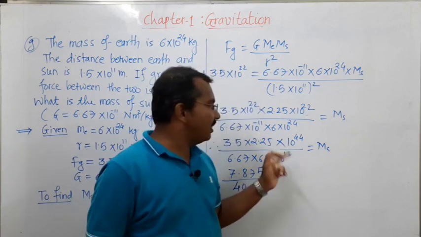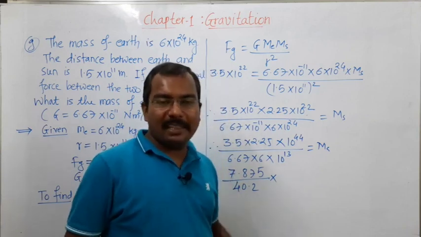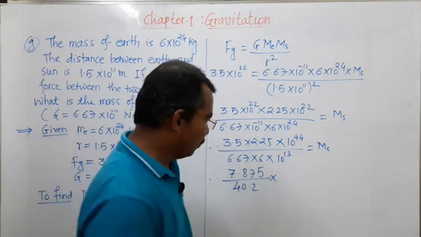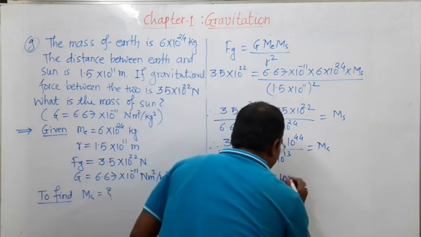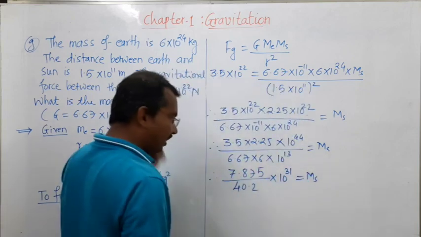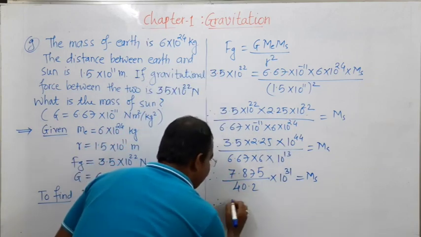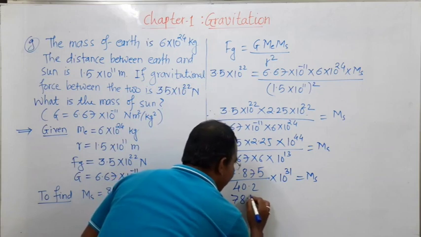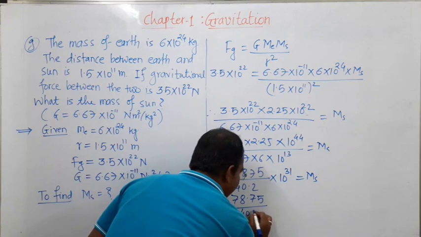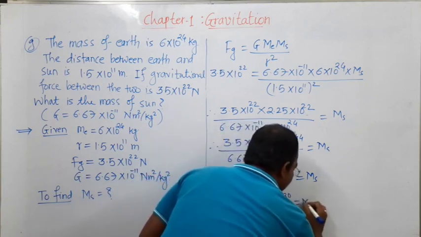So this 10 power 13 in the denominator goes to the numerator as 10 power minus 13. 44 minus 13 is 31, correct? So this will be 10 power 31 is equal to mass of sun. Again I will write this as 10 power 30. So this will be 78.75 divided by 40.2 into 10 power 30. This will be the mass of sun.